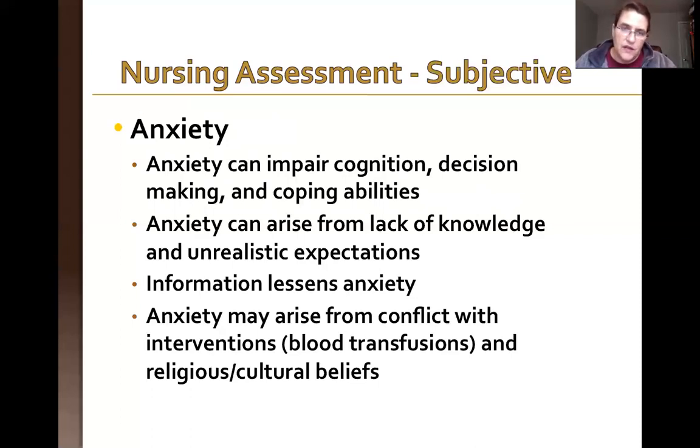And then we also need to make sure that we have communication of the situation with all of the team members. So with anxiety, we know that anxiety can impair cognition, decision-making, and coping abilities. Anxiety can also arise from a lack of knowledge and unrealistic expectation. The other side of that is we also know that quality information lessens anxiety.